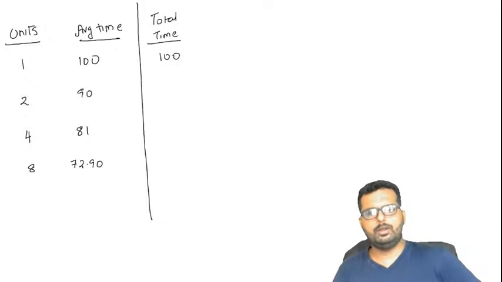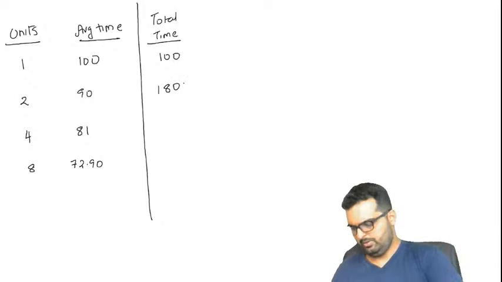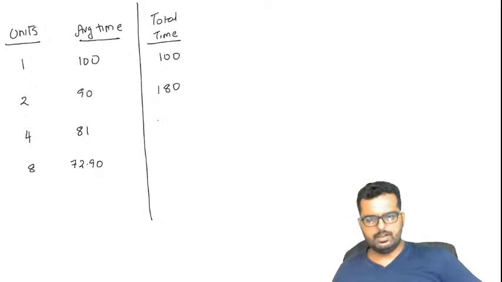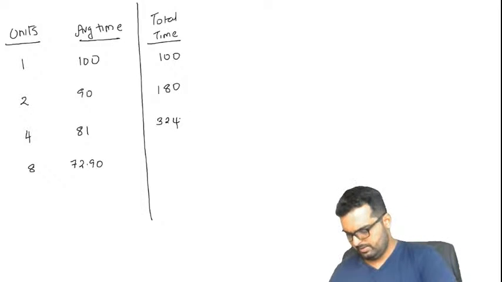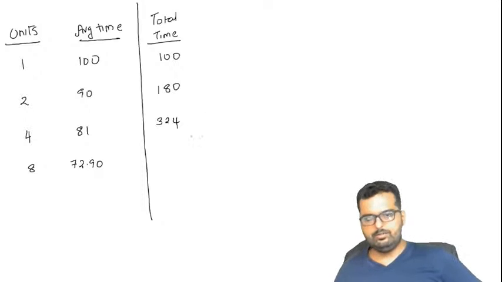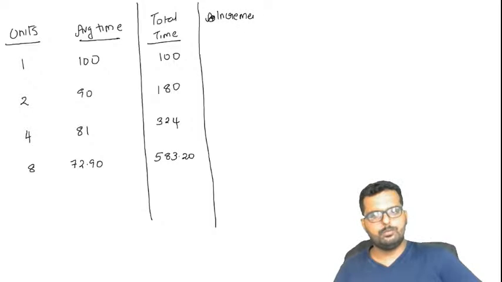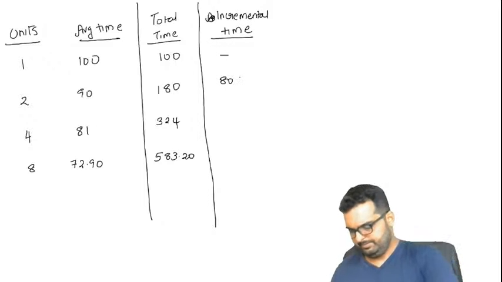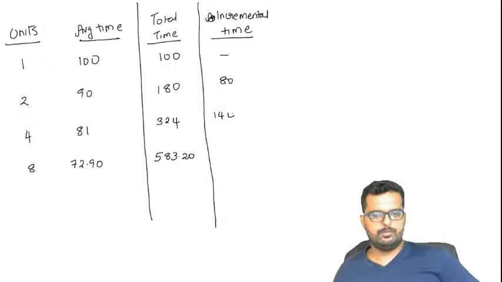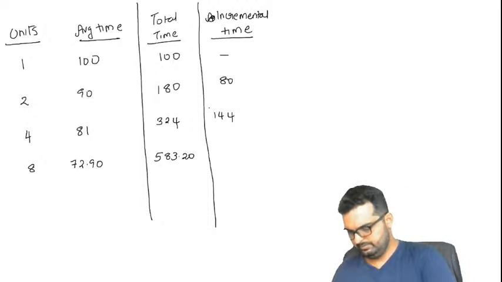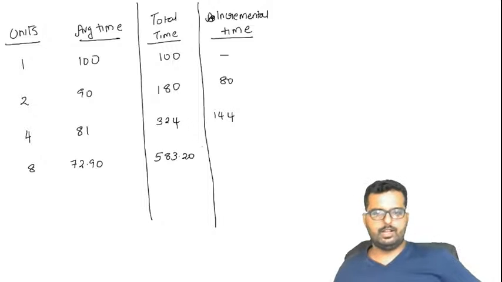Total time of one dosa will be 100, 2 will be 180, 4 will be 324, and 8 will be 583.20. That's the total time. From this total time, can I find out the incremental time also? 80, 144, and 259.2.